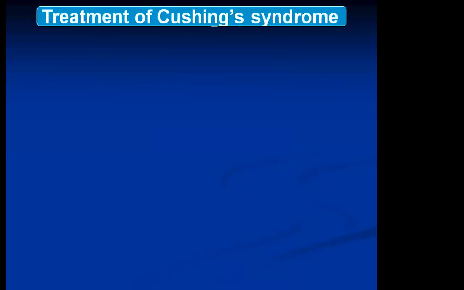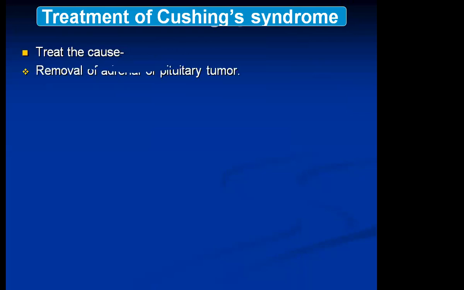Now, how to treat? We had seen one lady before and after treatment. So, how to treat Cushing syndrome? Basically, you have to treat the cause. Removal of adrenal or pituitary tumor. So, if the tumor belongs to the pituitary, with increase in the ACTH secretion, then you have to remove the pituitary tumor. However, if the cause is tumor of the adrenal, that is the adrenal adenoma, then you have to remove the adrenal tumor.